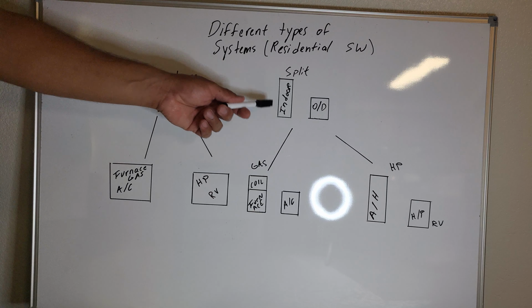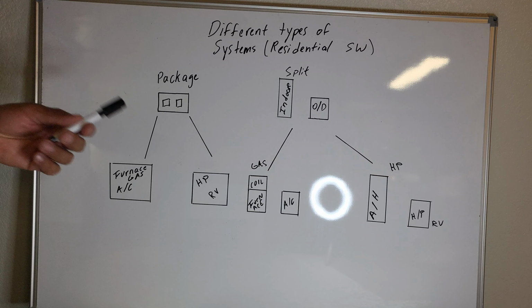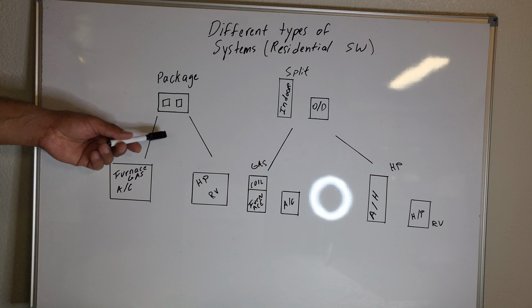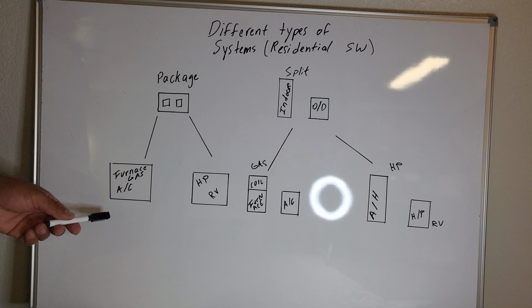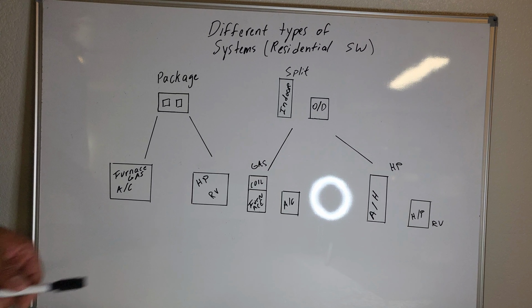So those are your two that you have. From there, with the package unit, you're going to have, again, the two most common: a furnace with an air conditioner inside of the pack, and a heat pump, which has a reversing valve, RV, and that's a package unit as well.